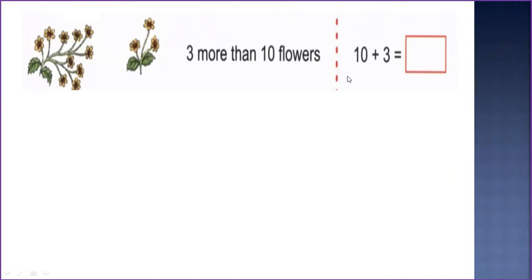10 में अगर आप 3 ऐड करेंगे तो 13 हो जाएगा. आप देख रहे हैं यहाँ पे 10 flowers हैं. 3 more flowers आपके पास है तो 10, 11, 12, 13 हो गए. तो 10 plus 3 is 13. Okay, clear? Now comes to next.